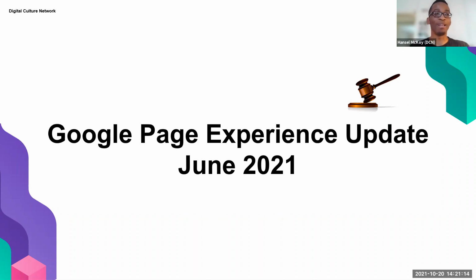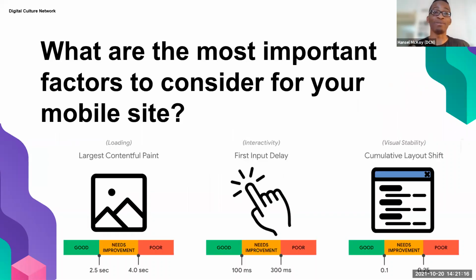So let's talk a little bit more about what these Core Web Vitals actually are. What are the most important factors to consider when you're designing your mobile site? Well, the first is called largest contentful paint. To put that in English, what that actually means is how long does it take to load the largest assets on your website? So if you think about your videos, your images, how long does it really take to load up those images? And as you might be guessing, if those images are super large, like a huge file size, then that's going to take a long time to load.